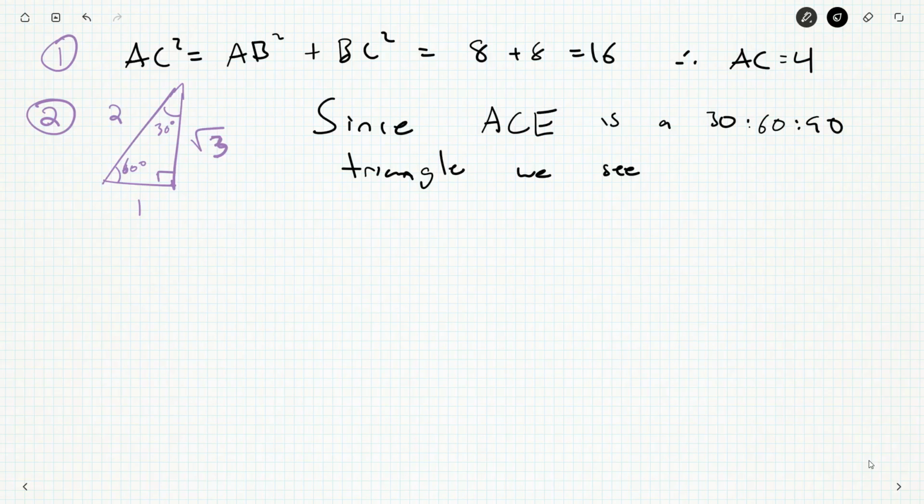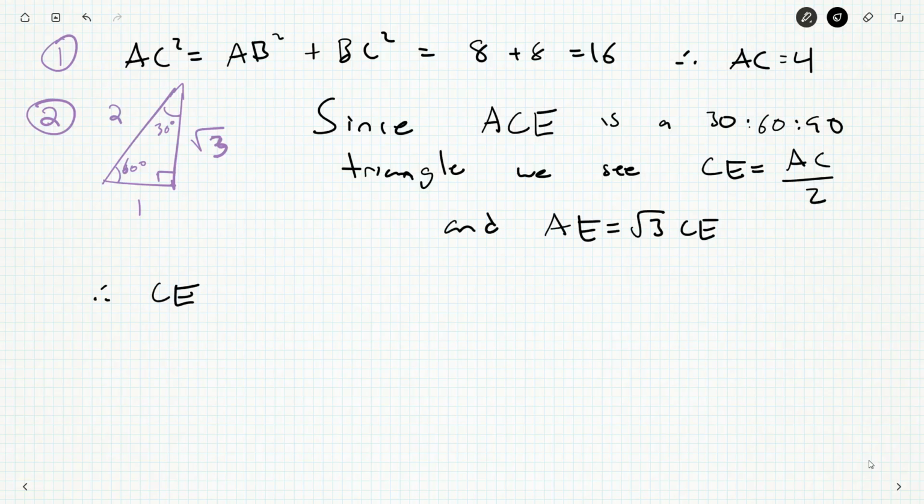We see which one's opposite the 30. CE is AC over 2, and AE is root 3 times CE. So CE is 4 over 2, which is 2. AE is root 3 times 2, which I choose to write as 2 root 3 so I don't get confused when I'm in a rush.